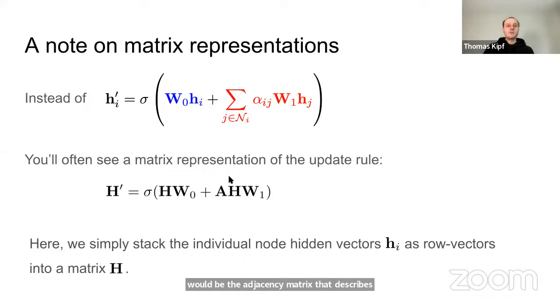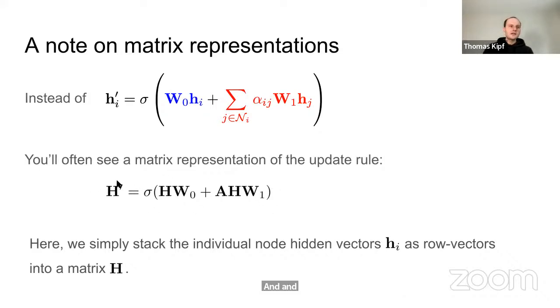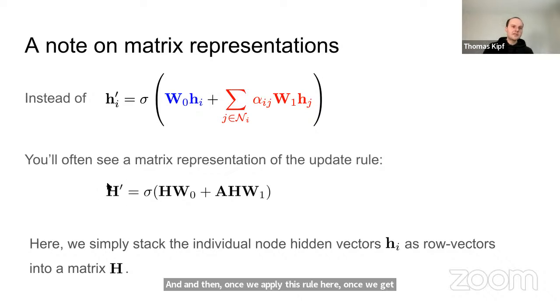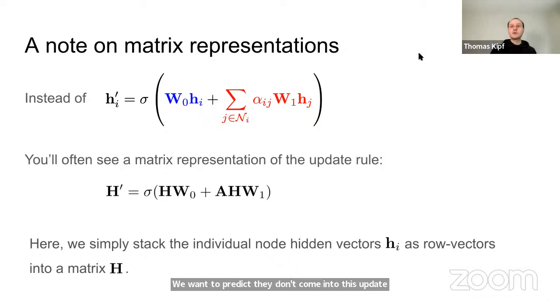And then once we apply this rule once, we get an update. Then in the next layer, we take that updated H bar as input and run the same thing again, maybe with different weight matrices. So we can iterate this update multiple times. And the targets that we want to predict don't come into this update. They come into the loss function that I'm going to talk about in a moment.